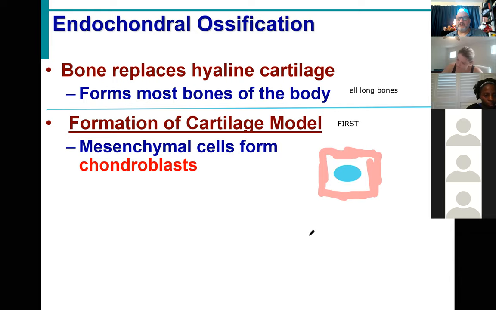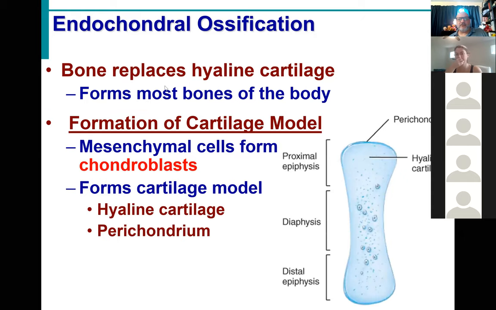And once it surrounds itself with matrix, we know that it is going to be living in that lacuna, that space inside of the matrix that it is forming. So we're going to use those chondroblasts to make our cartilage. And a point that I think, in fairness, I may not have emphasized as much as I should have, based on the answers on your lab exam: there is a tissue that wraps around the outer surface of our cartilage. What tissue type is that?